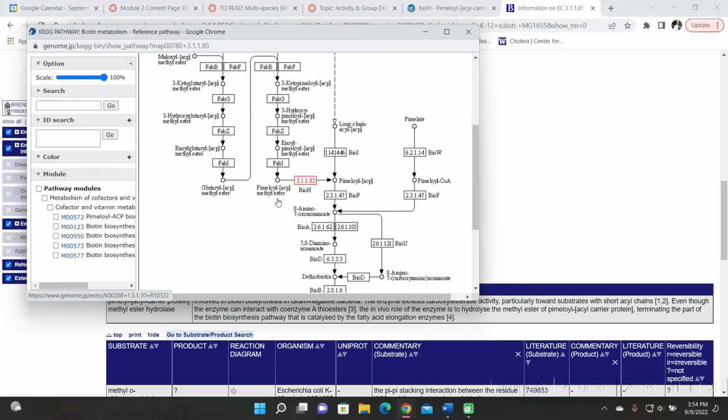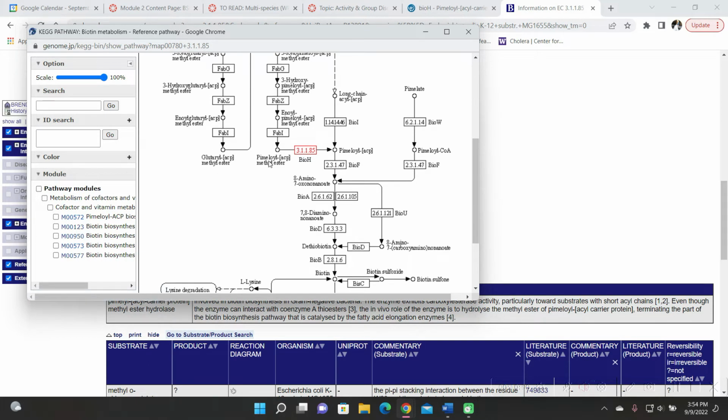So I started with palmitoyl ACP, and then I followed the arrows down to where we needed to end at biotin. I wrote down the gene names and the EC numbers. For BioA, there happened to be 2 EC numbers, but I decided to deal with that when I get there. I just copied down both.